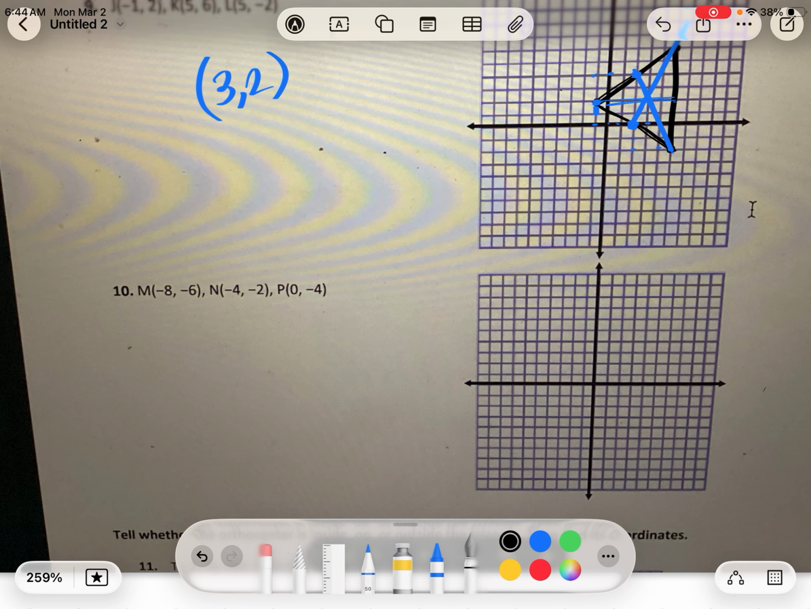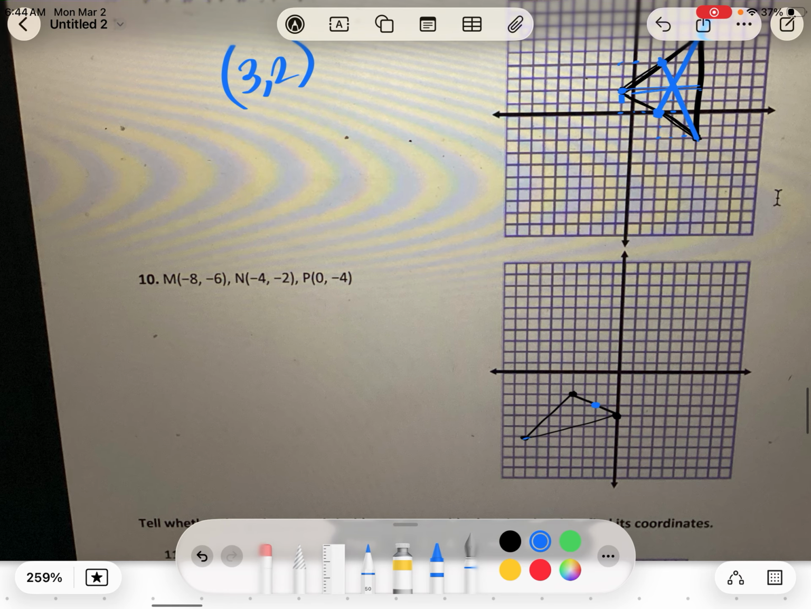Okay, same type of thing. 1, 2, 3, 4, 5, 6, 7, 8. 1, 2, 3, 4, 5, 6. I make a dot. 1, 2, 3, 4. Down 1, 2. Make a dot. 0, 1, 2, 3, 4, make a dot. Looking at this, if I go down 1, 2, over 1, 2, 3, 4, cut that in half, down 1, over 2, I'm right there.